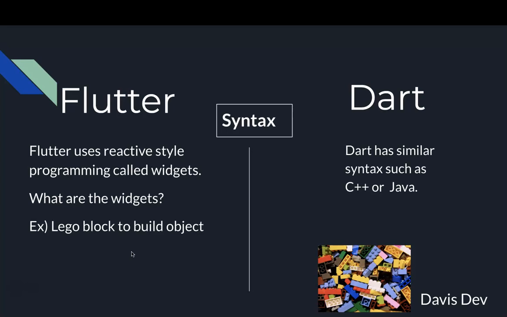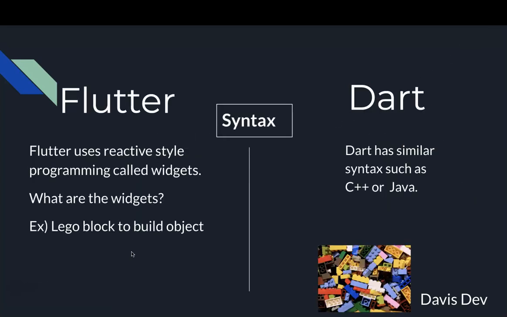Flutter uses reactive style programming called widgets. So what are the widgets, guys? Widgets are Lego blocks. Let's say there are Lego blocks to build object. So using the widgets, we can create pages or we can create different screens using widgets in Flutter. And what's the Dart? What's the syntaxes of Dart? Dart has similar syntax such as C++ or Java.